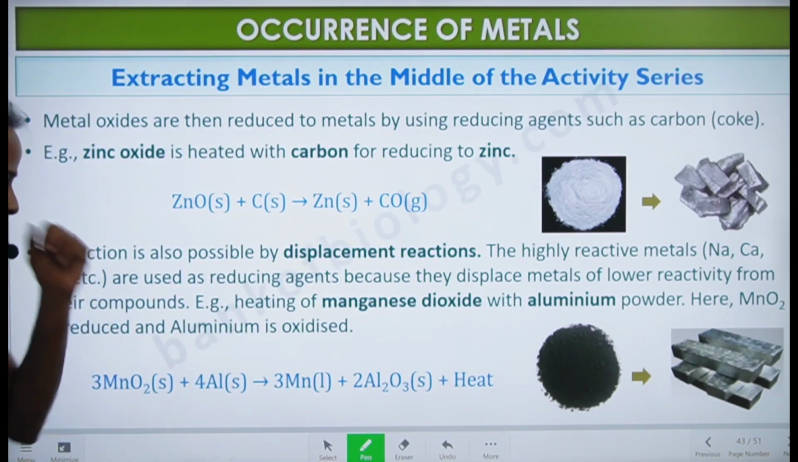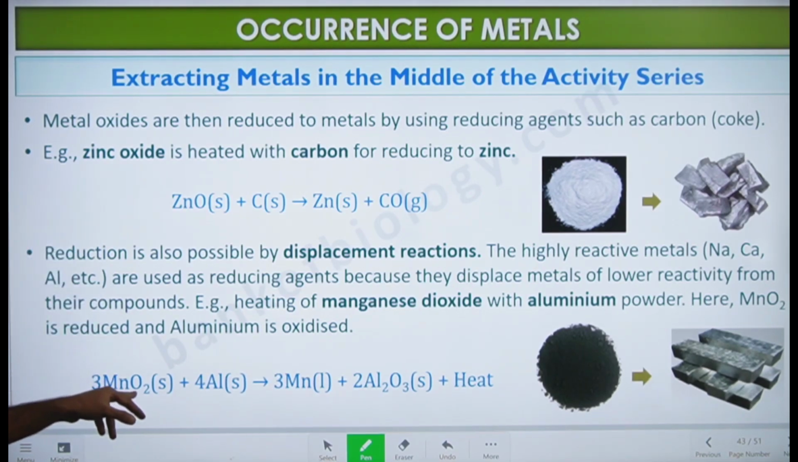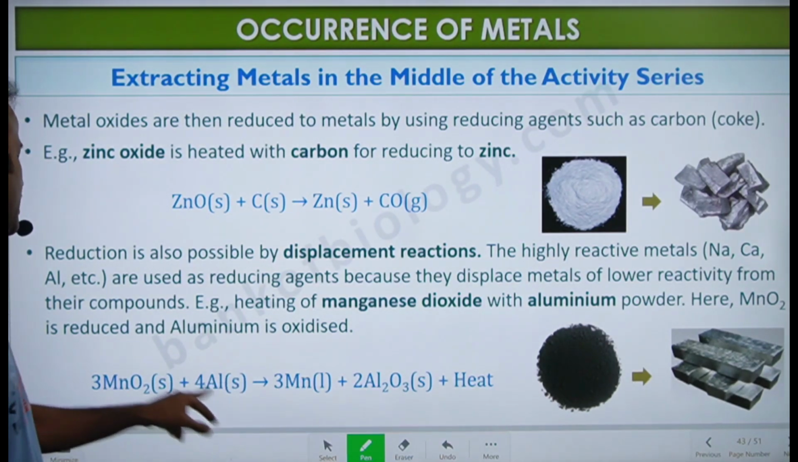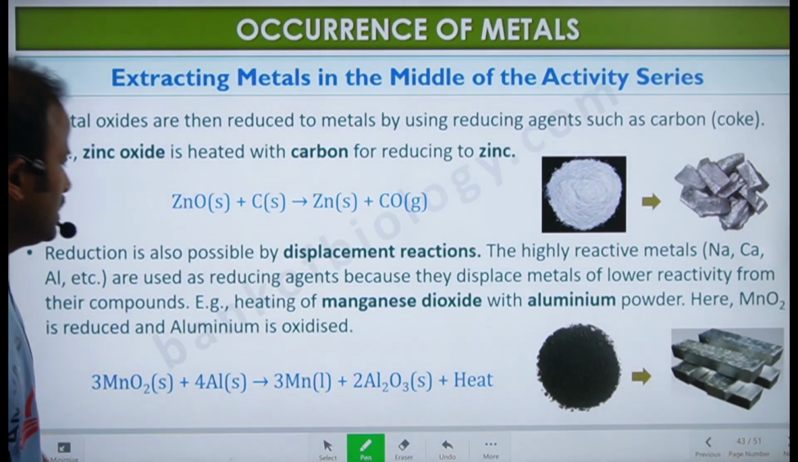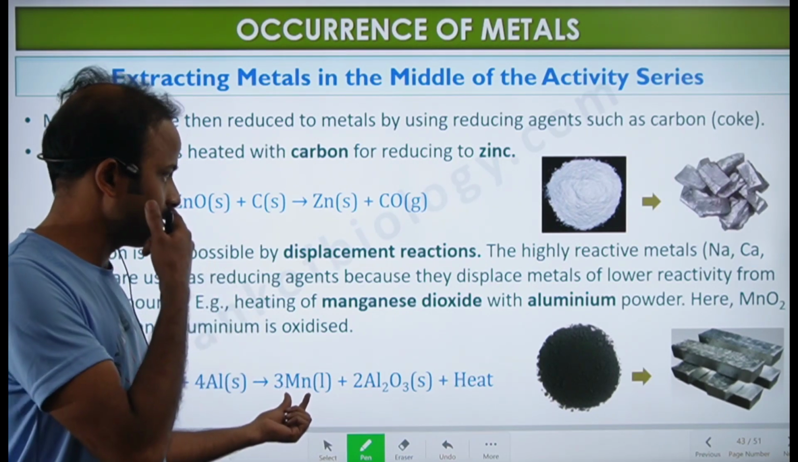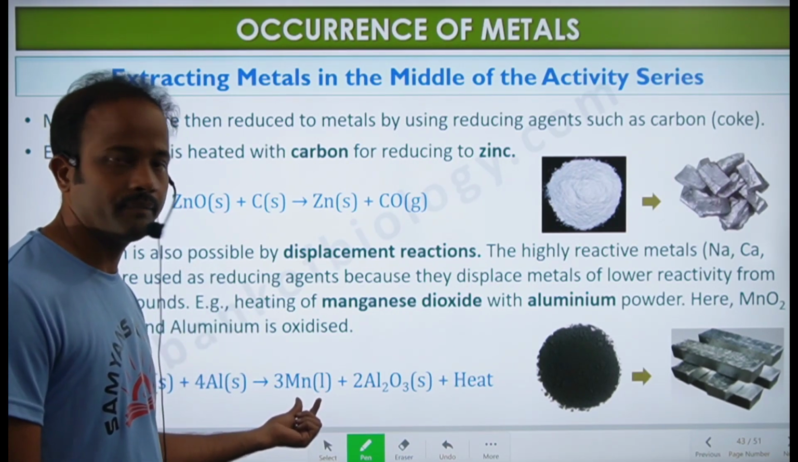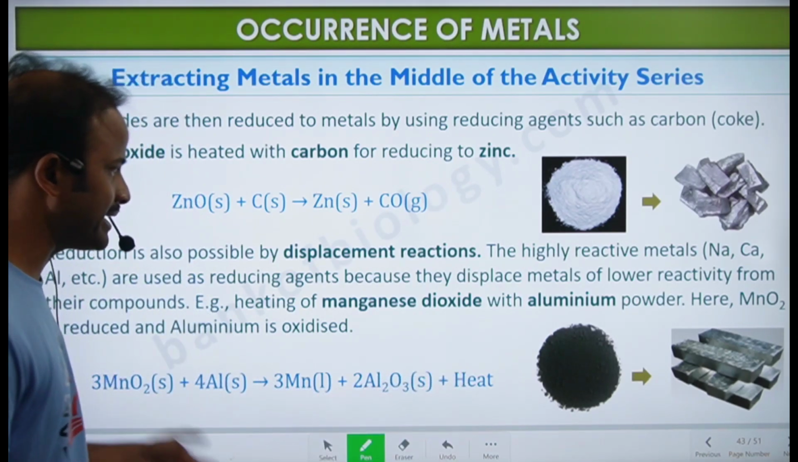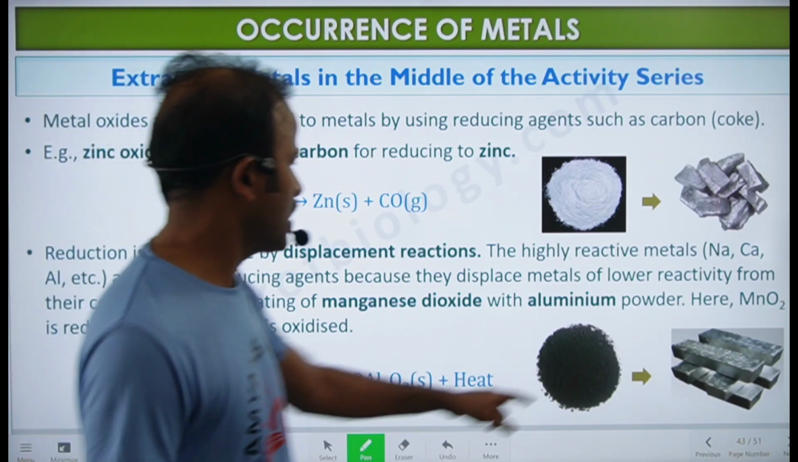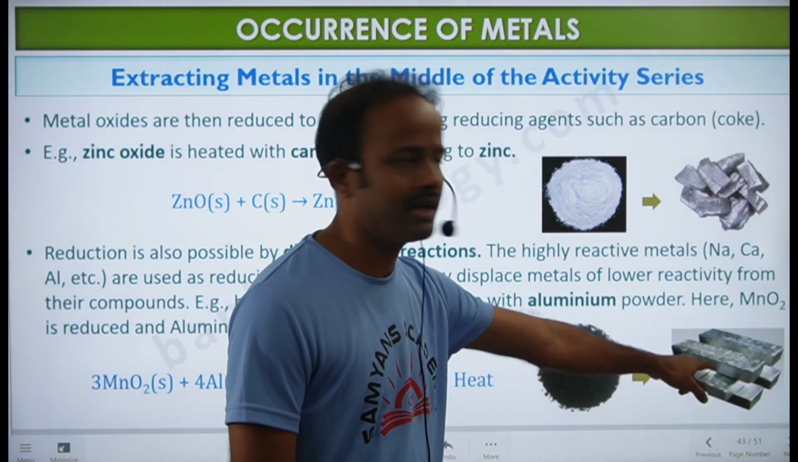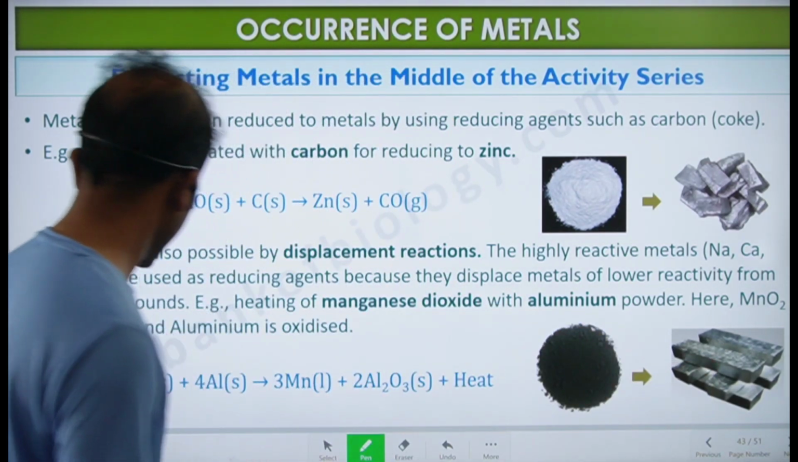On heating manganese dioxide with aluminum powder, to remove the oxygen from the manganese, we are heating the manganese oxide with the aluminum, right? Then the aluminum absorbs this oxygen and is converted into aluminum oxide, and here we get liquid manganese, right? During this process heat is evolved, and this is an exothermic reaction. So this is manganese oxide powder, and when you heat it with the aluminum, finally we'll get manganese, right?